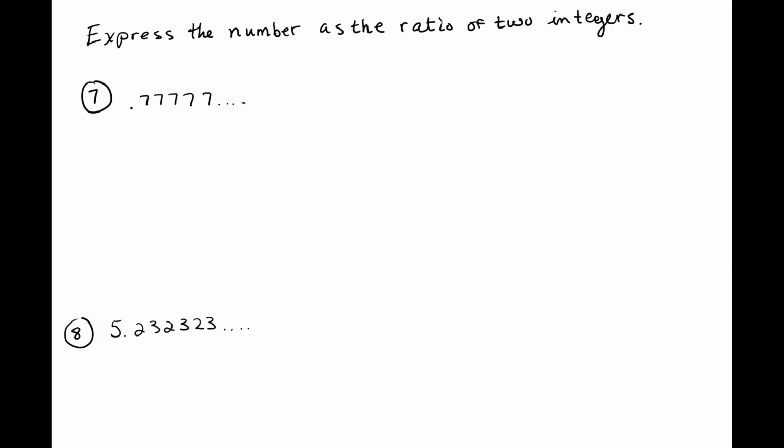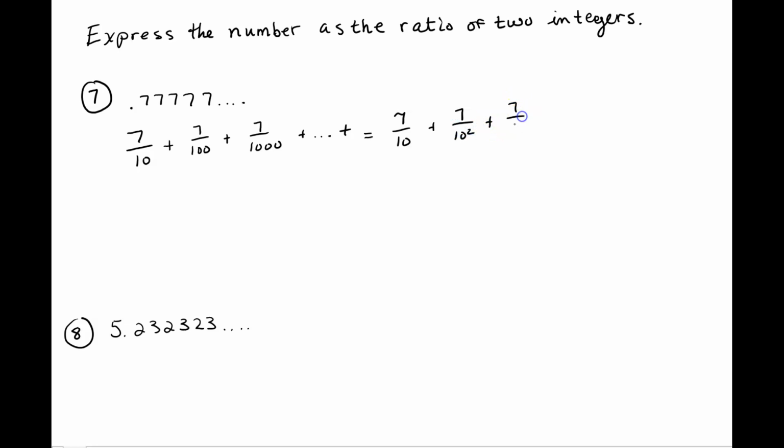Well, the 0.7 represents, first of all, 7 out of 10. The second 7 represents 7 out of 100. The third represents 7 out of 1,000, and so forth and so on, as this repeats. So if we were to break it down to see what it actually looks like, it's 7 out of 10 plus 7 out of 10 squared plus 7 out of 10 to the third plus so forth and so on, as we get to the nth power of 10.